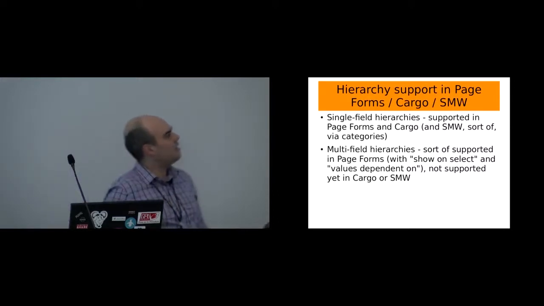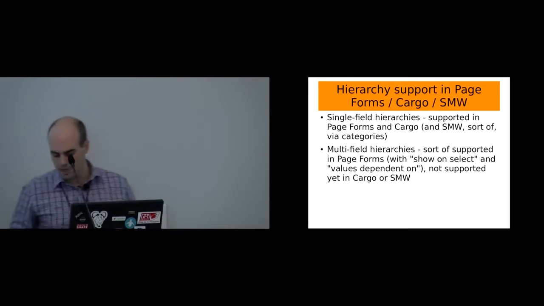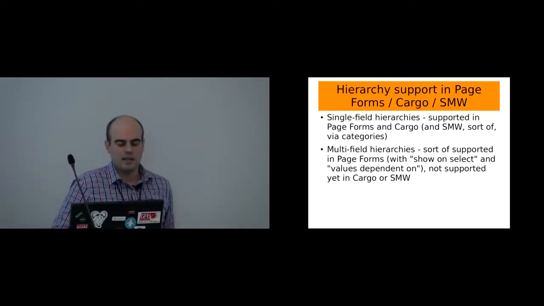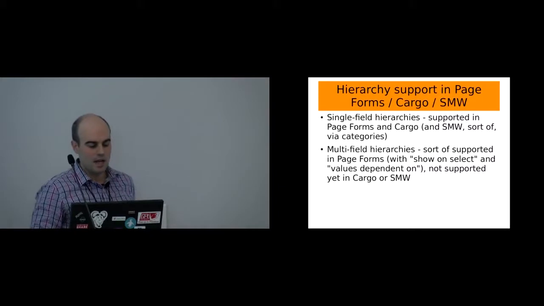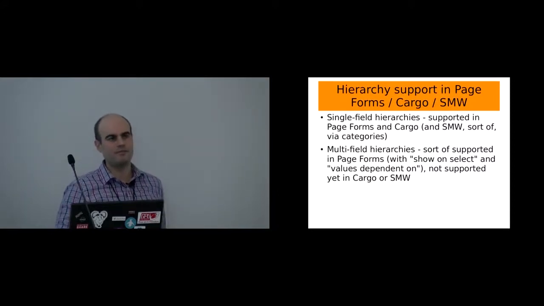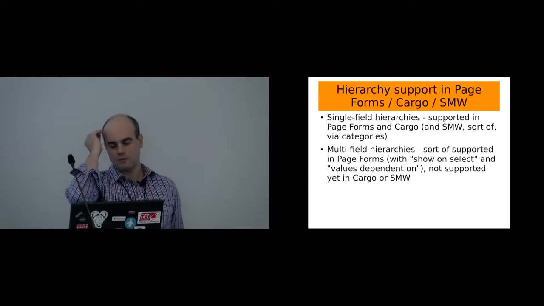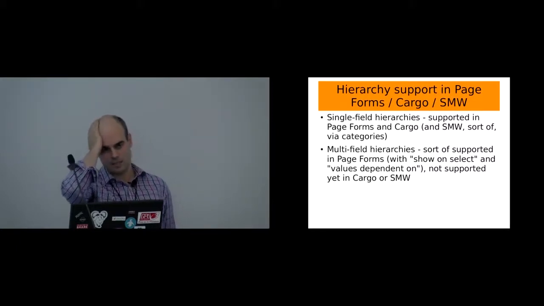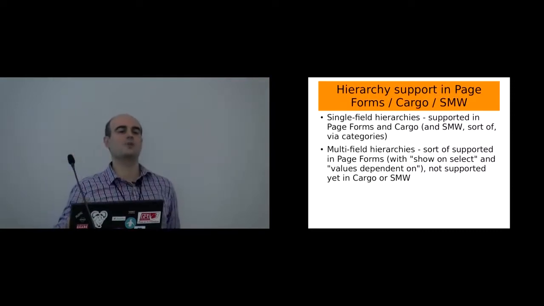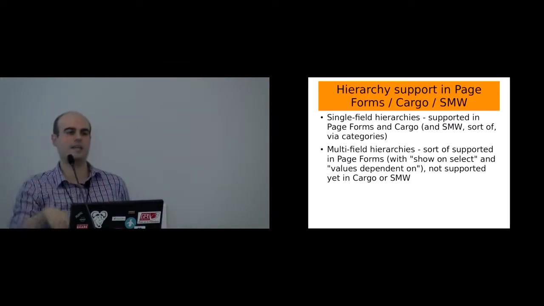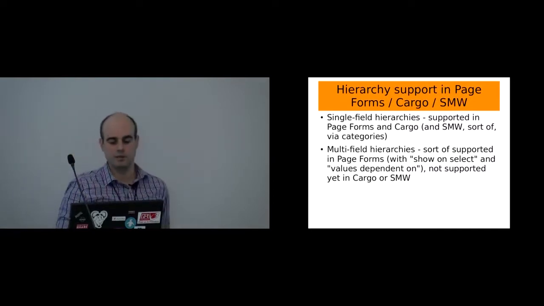So here is how hierarchy support is done within Page Forms, Cargo, and Semantic MediaWiki at the moment. There's the concept of single field and multi-field hierarchies, and they have to be implemented in two different ways. Single field hierarchies are supported as of pretty recently, maybe 6 months ago, in Page Forms and Cargo. They are sort of supported in Semantic MediaWiki via categories. I mean, you can create a whole tree of categories, and then if you query for something in the main tree, it will also find anything in the top level node. It'll also find anything in any of its subcategories. So if you're using categories, then you can do that with Semantic MediaWiki.